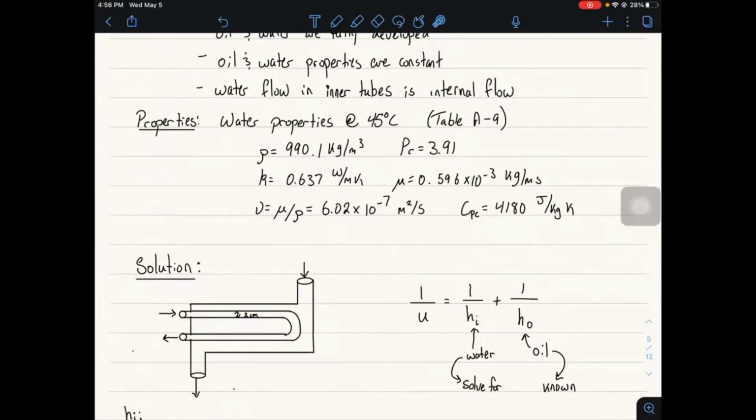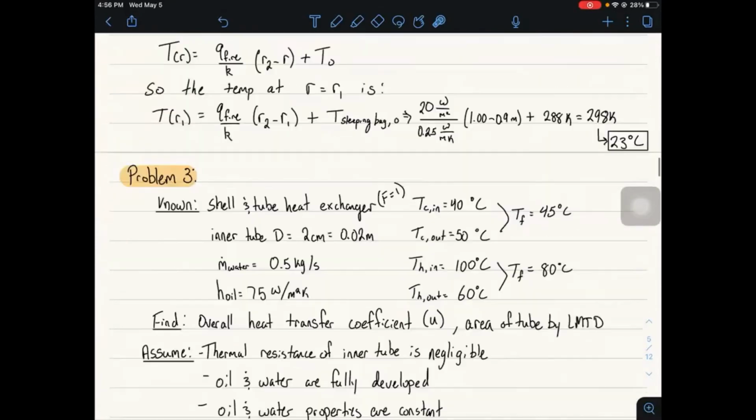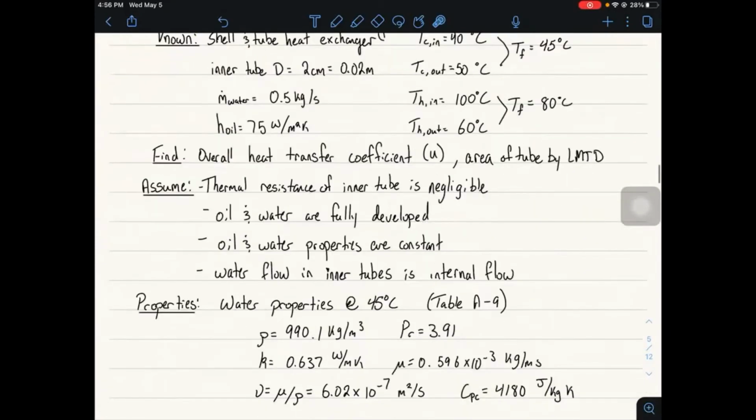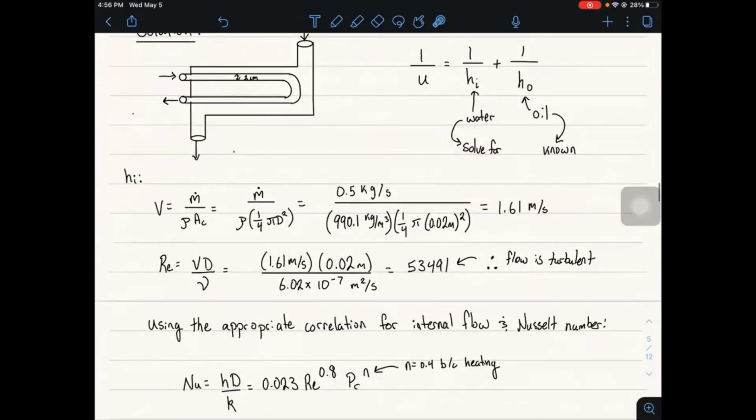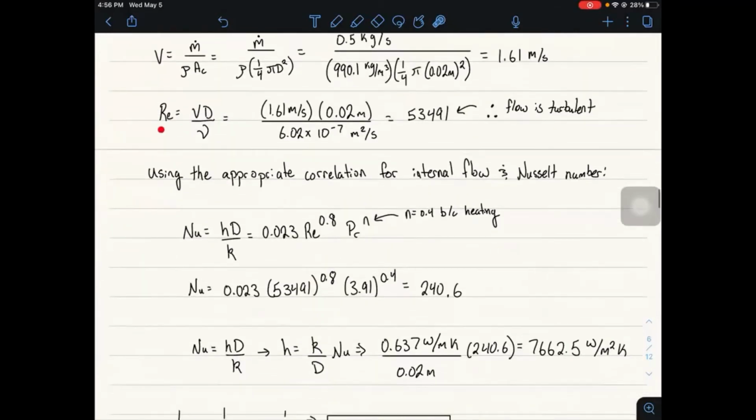So water properties are taken at 45 degrees, which is T film of the two cold streams in and out, the average of them. So then I have all these properties here. Then for the solution, we have oil already, so we need to figure out what water's heat transfer coefficient is. In order to do that, we solve for the velocity from the given values, and then we can get the Reynolds number, which we can then use to determine that the flow is turbulent.